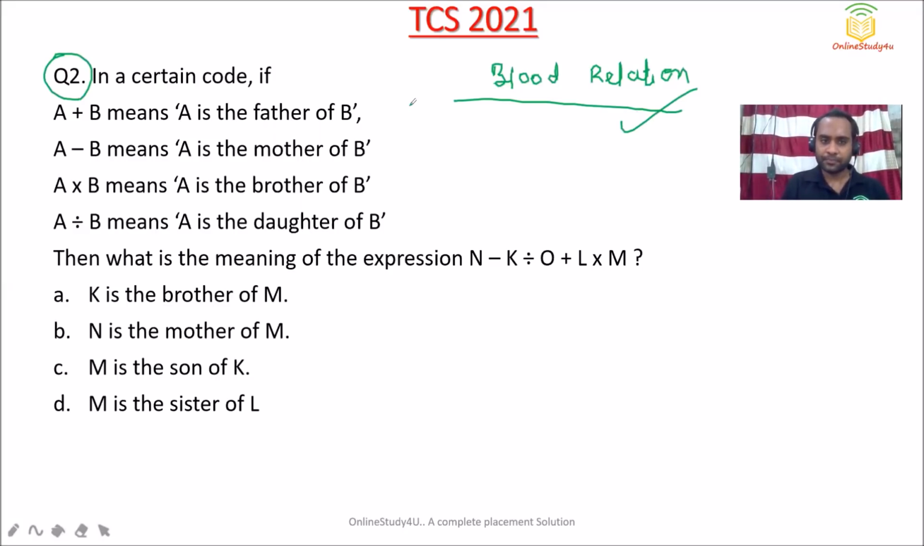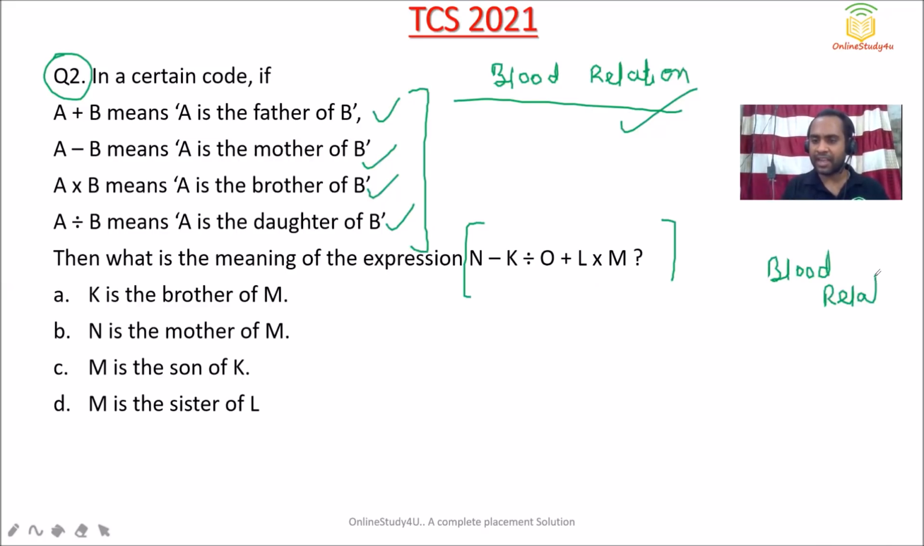So here in a certain code, they have given: a plus b means a is the father of b, a minus b means a is the mother of b, a multiplication b means a is the brother of b, and a divided by b means a is the daughter of b. Then what is the meaning of n minus k divided by o plus l multiplication m? Basically we need to draw a blood relation tree. If we draw a blood relation tree, then we will easily be able to solve this particular problem.